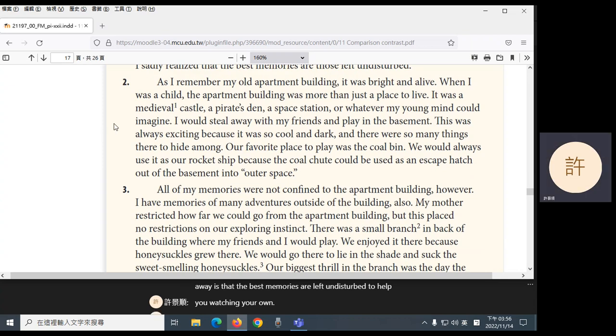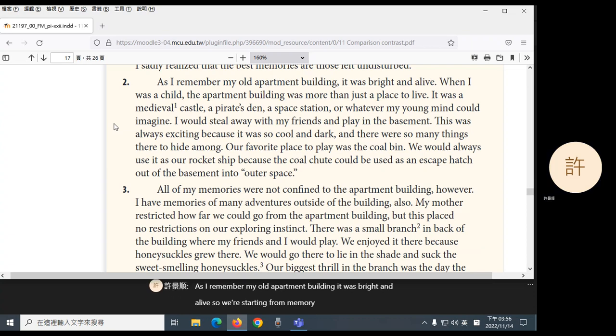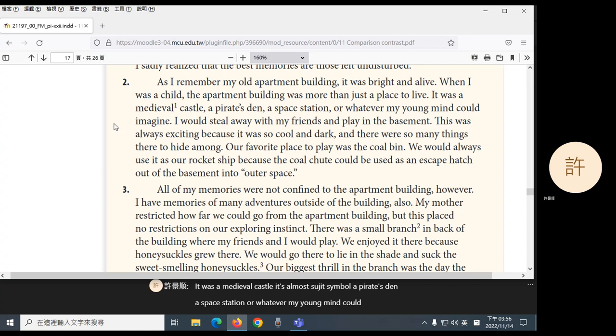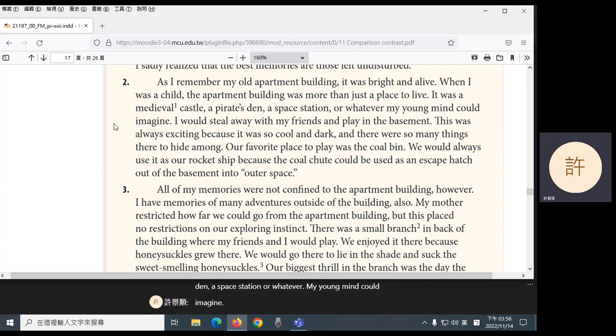As I remember my old apartment building, it was bright and alive. So we're starting from memory first. When I was a child, the apartment building was more than just a place to live. It was a medieval castle, a pirate's den, a space station, or whatever my young mind could imagine. I would steal away with my friends and play in the basement.